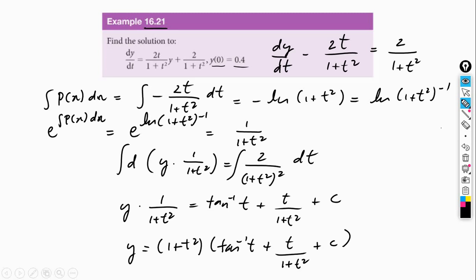Because this is an initial value problem, we need to plug in 0 for t and 0.4 for y. But if you do that, you're going to see that everything is going to cancel out, and we're going to end up with c is equal to 0.4. So we have a particular solution, and all we have to do is substitute c for 0.4.